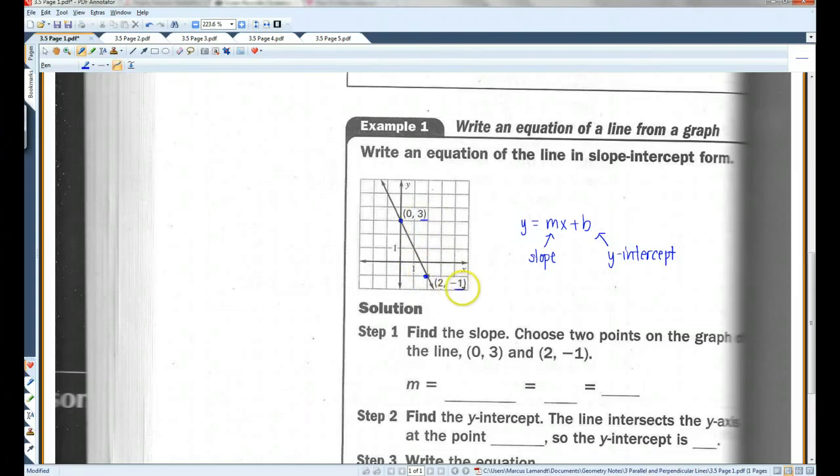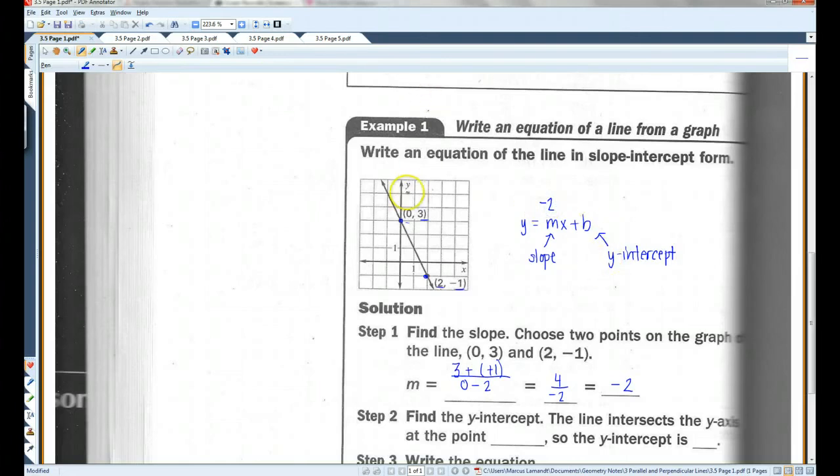Let's take our y's. 3 minus negative 1 over 0 minus 2. 3 minus negative 1, these become positive, so I have 4 over 0 minus 2 is negative 2. 4 divided by negative 2 is negative 2. So there's our m.